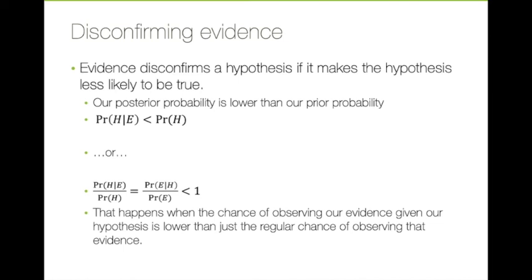If that ratio, given by the probability of the evidence given the hypothesis over the probability of the evidence, is less than 1, that tells us that the chance of observing that evidence given our hypothesis is lower than just the regular chance of observing that evidence. That tells us that that evidence just doesn't lead us to thinking that the hypothesis is true.